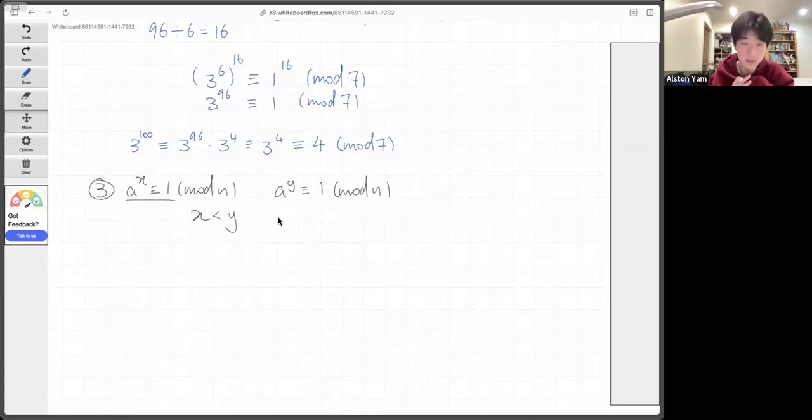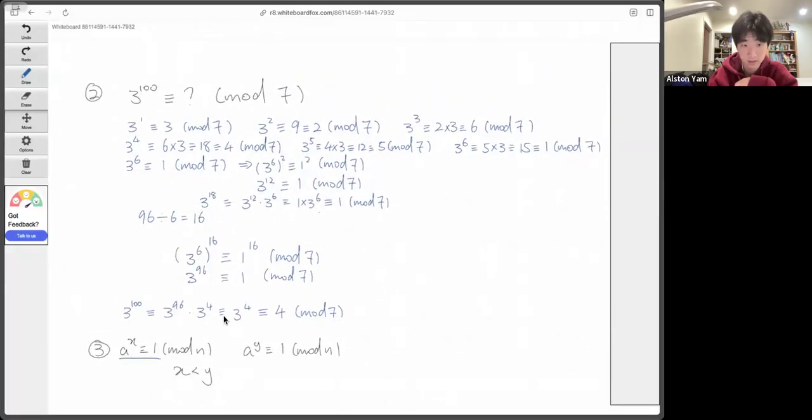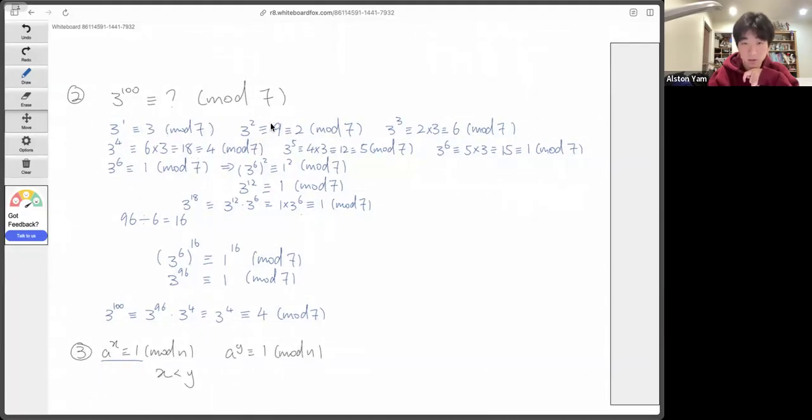X is the smallest number that is possible such that a to the x is 1. Well, this problem is kind of similar to the one we just did, right? If we have a look over here, we found that in this case, n is 7 and a is 3, if we just match what we have. And x is actually equal to 6, because we have looked through all of the possible values that 3 to the something can have, and we found that the smallest number to give a remainder of 1 is actually 6. So x will be equal to 6 in this case.